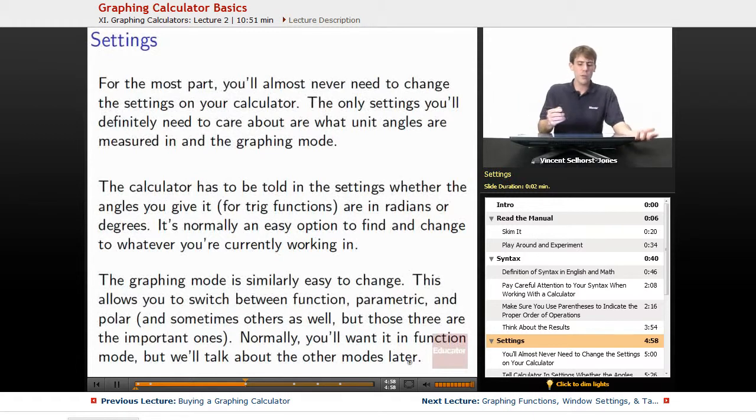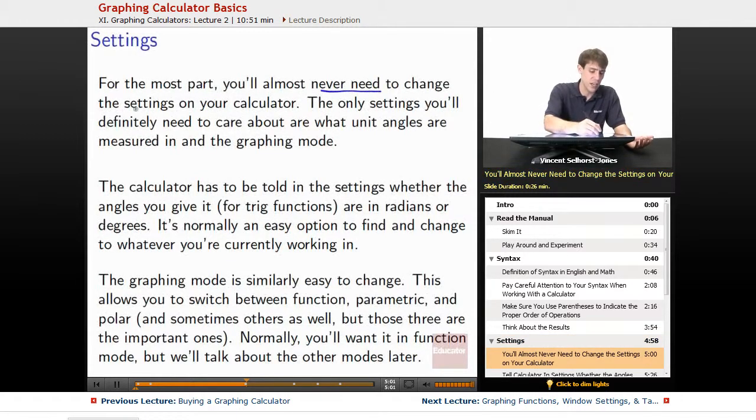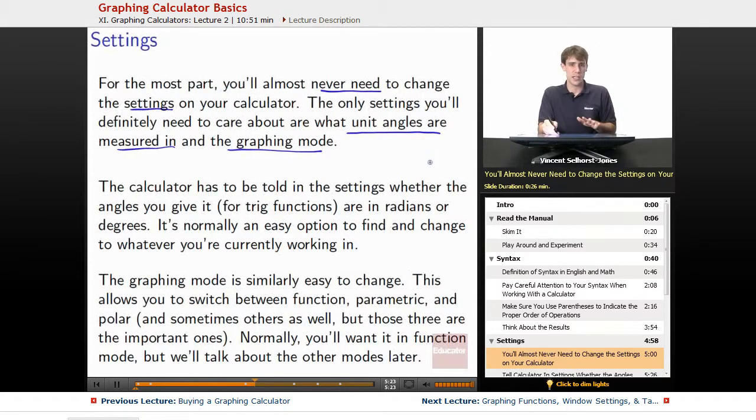For the most part, you'll almost never need to change the settings on your calculator. Pretty much all the settings on your calculator, you'll be able to just leave them as the factory standard. There are some that you might occasionally want to change, but that's probably sort of an advanced user thing that you won't really need to deal with for many years. The only settings you'll definitely need to care about for the next couple years are what unit angles are measured in and the graph mode. Other than that, you're basically fine leaving all your settings the same.